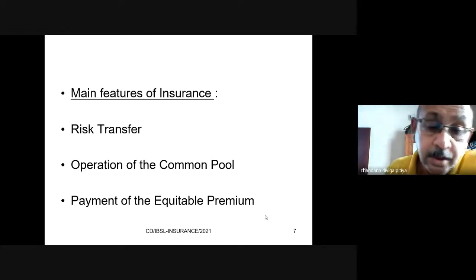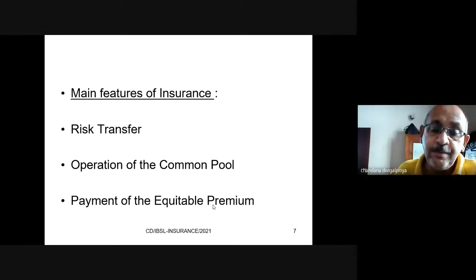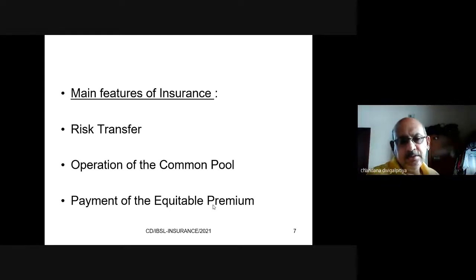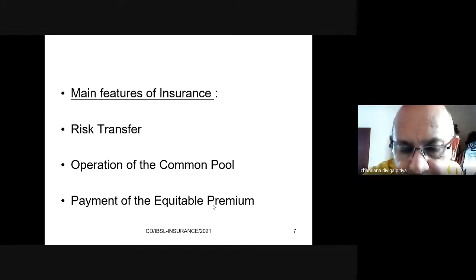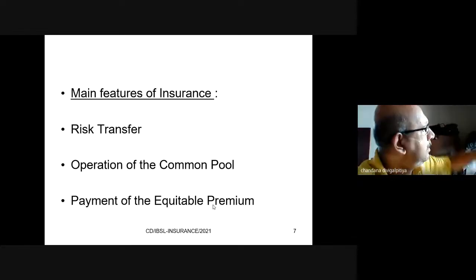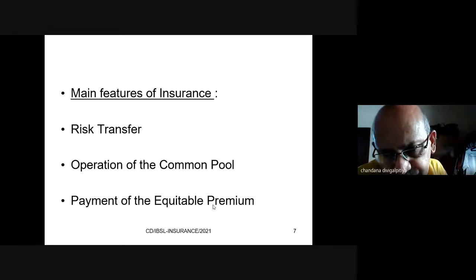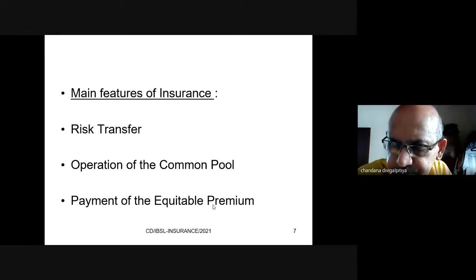Last point, payment of premium. What premium? Equitable premium. There's a difference between equitable and equal premium. Right? Say, for example, I'll give two examples. You get two people, 25 years, same height, same weight, same health condition.